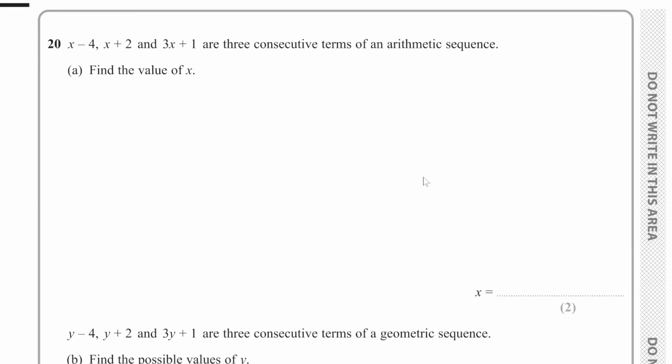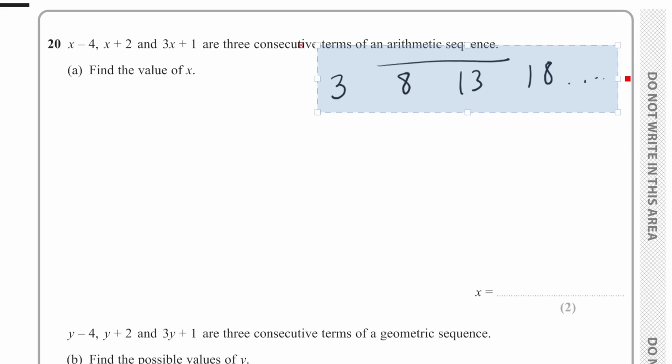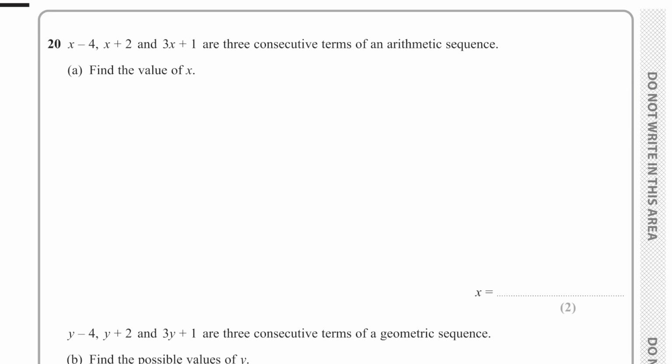Question 20. X minus 4, x plus 2, and 3x plus 1 are three consecutive terms of an arithmetic sequence. So it goes up by the same thing every time. It's got a common difference. It's like 3, 8, 13, 18, and so on. It goes up by the same thing every time. Find the value of x.